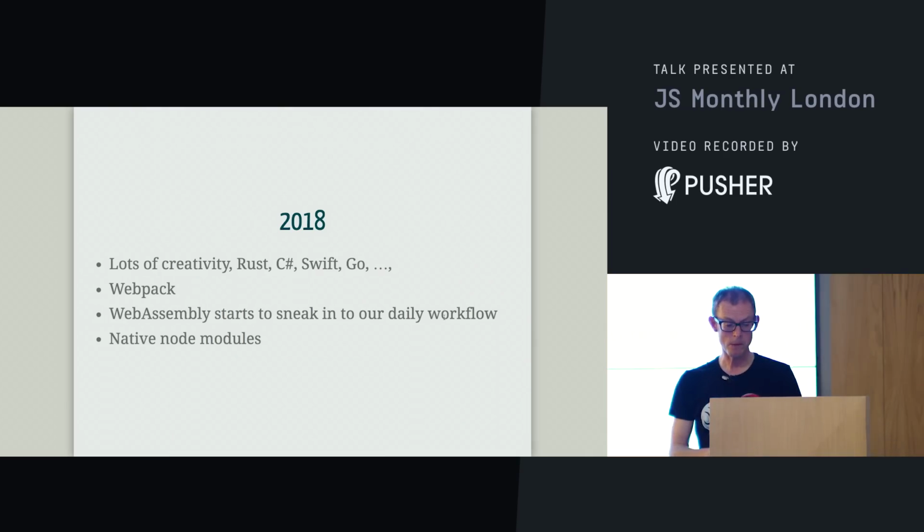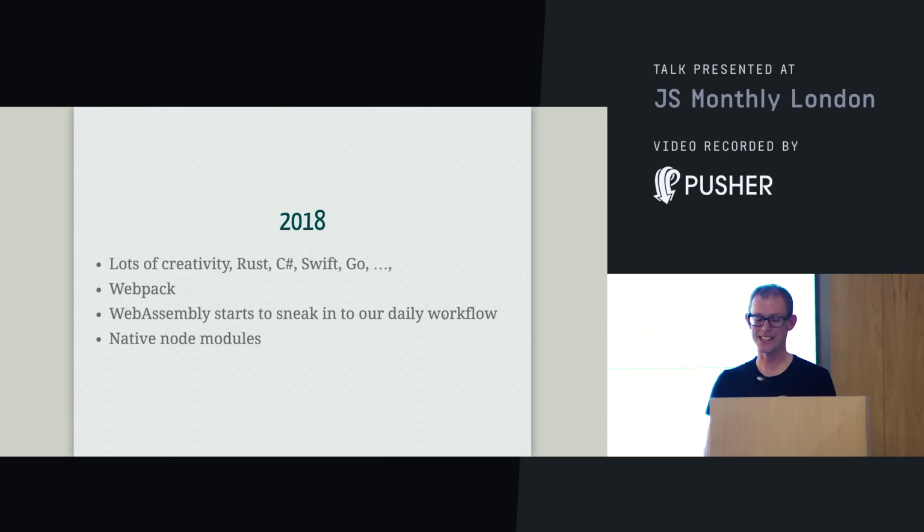My prediction for 2018 is, as you can imagine, lots more creativity, mostly coming out of languages like Rust, but we're also seeing a lot of creativity with C#. I have a feeling the Swift community are going to be very, very keen on this, because Swift has a lot of common attributes with Rust. It's a modern language, it's quite a pleasant language to use, and also using ARC, automatic reference counting, it's got a memory model that's quite compatible with WebAssembly.